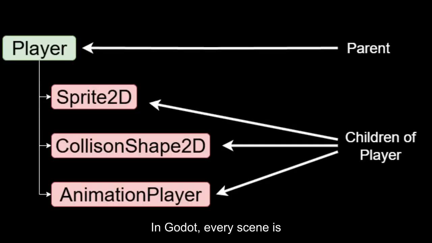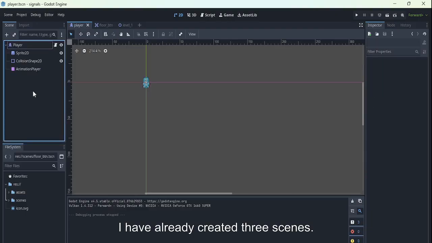In Godot, everything is made up of a hierarchy of nodes, kind of like a family tree. You have parents and children, where parents contain children and children belong to their parents. Now let's see what happens when we directly call a function instead of using signals, which we can call "call down, call up." I have already created three scenes.